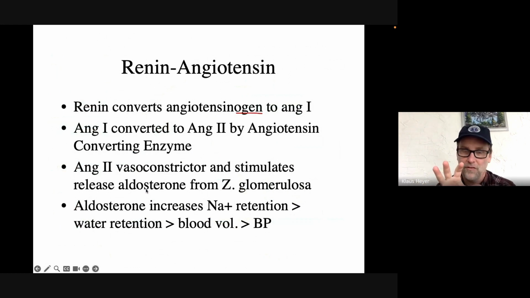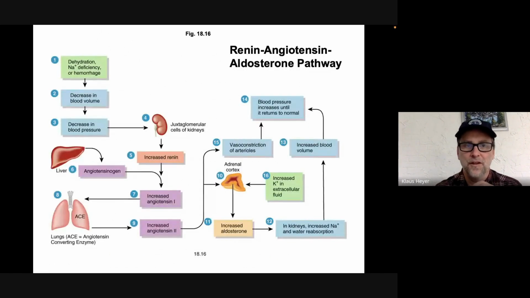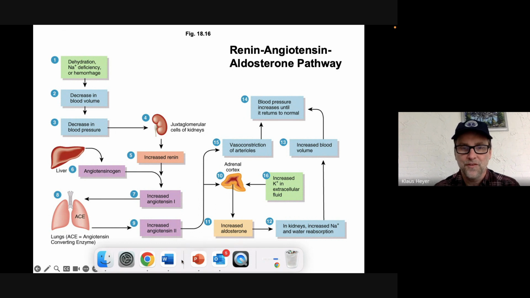this whole process. What I did not write in before renin, what I should have written is that low blood volume, low blood pressure is going to stimulate the release of renin, and then we start this process. It's on this slide here, right? So they're saying things like dehydration, hemorrhage, sodium deficiency.